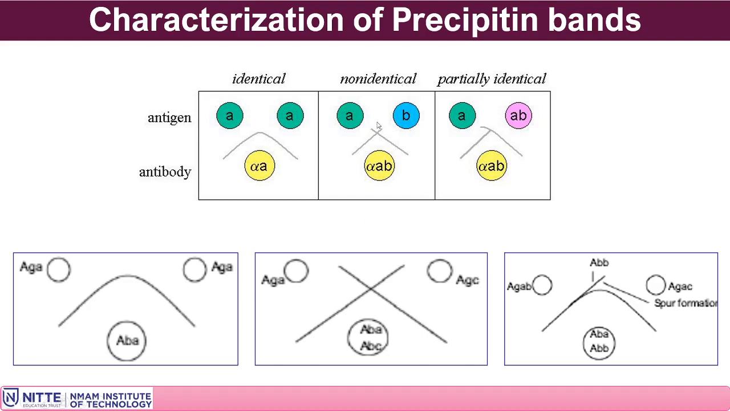Now coming to the second slide, that is the line of non-identity. They are non-identical antigens as represented here. In one well, antigen A is present. In another well, antigen B is present.